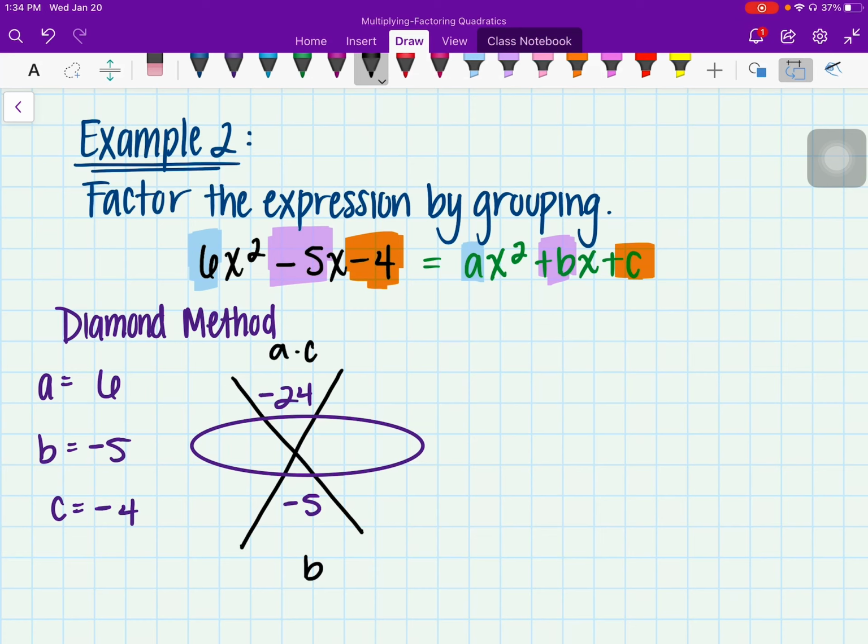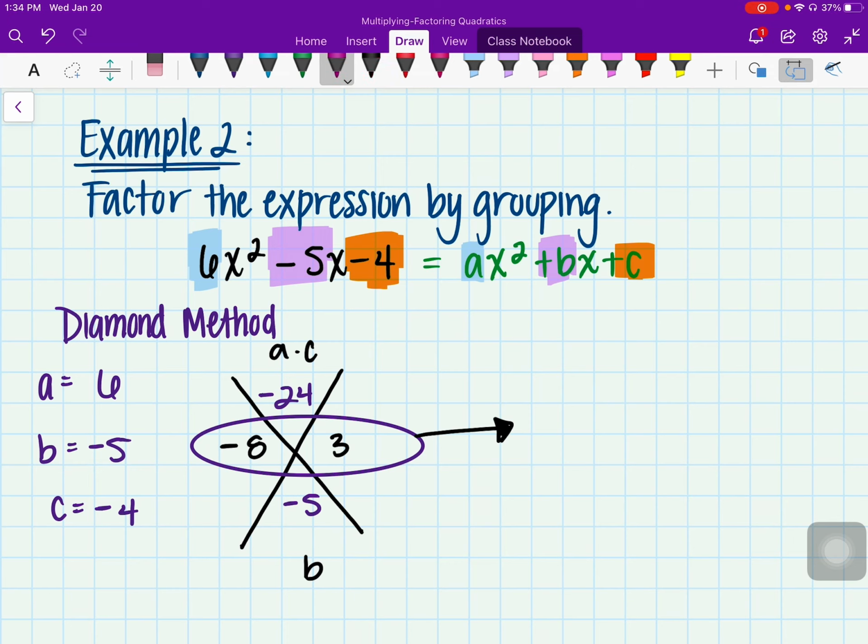So think of those two numbers. What two numbers could we think of that will multiply to -24 and add up to -5? In this case, those two factors would be -8 and 3. It works for us. Multiplying -8 and 3 gives us -24, and adding them gives us -5. So from here, we're done with the diamond method. We're going to move on to our grouping part.